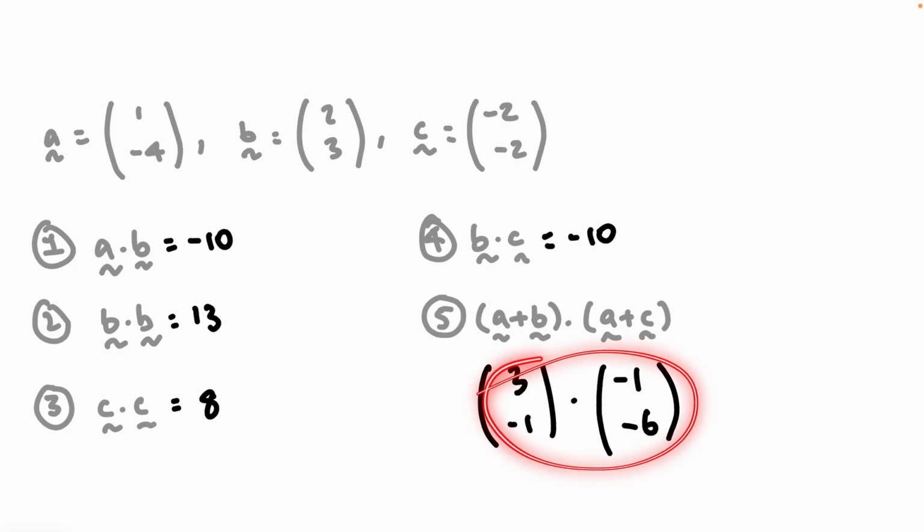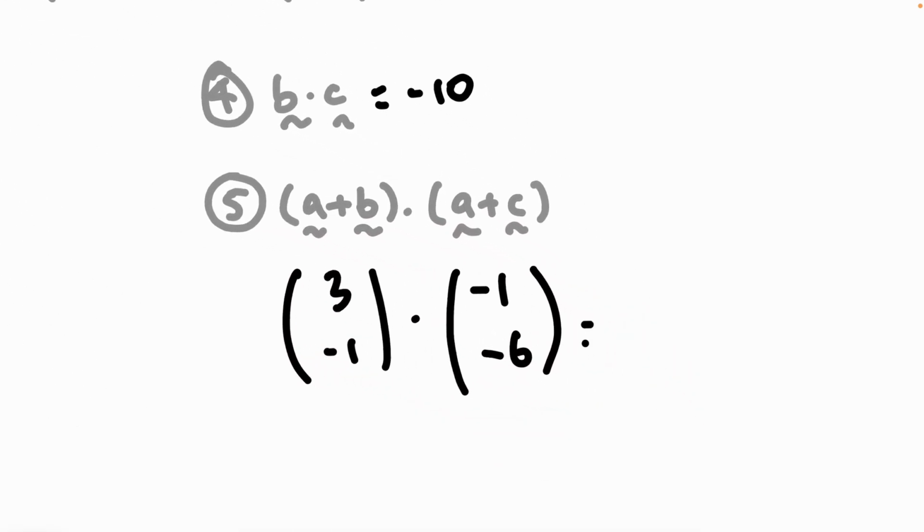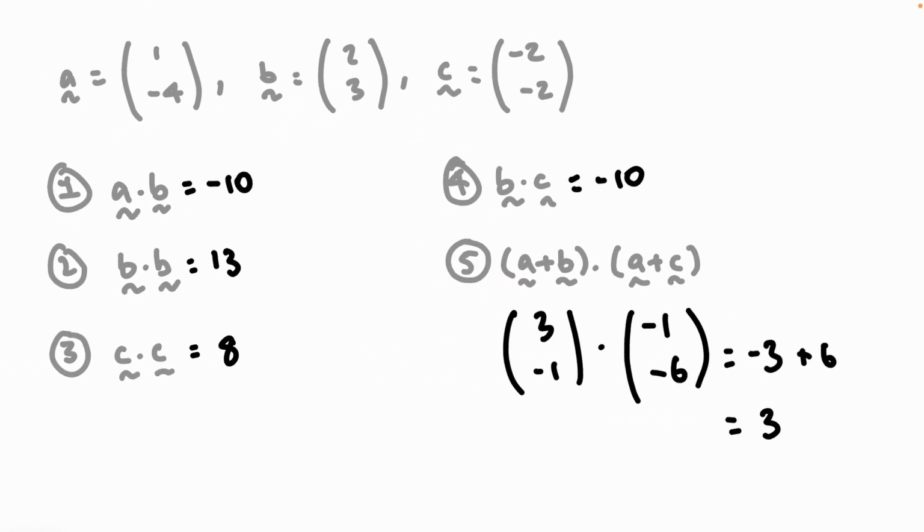So now let's dot product this together. To dot product this, we times the i components together, so that gives us minus 3. We times the j components together, that gives us 6. Add them together, we get 3. So this is the dot product of this vector sum here. So that's how you work out what a dot product is.